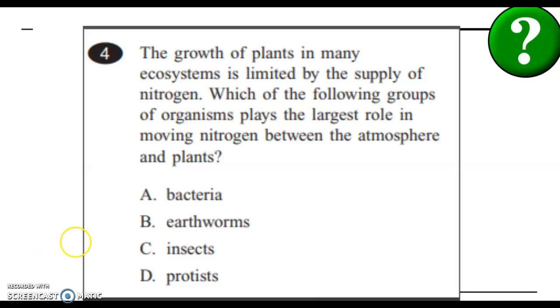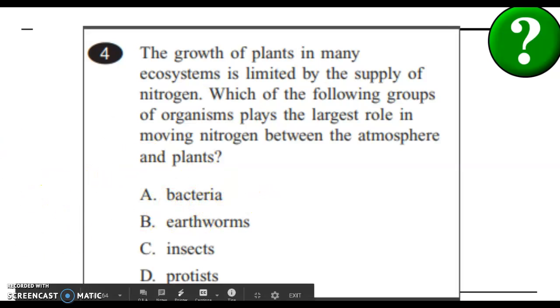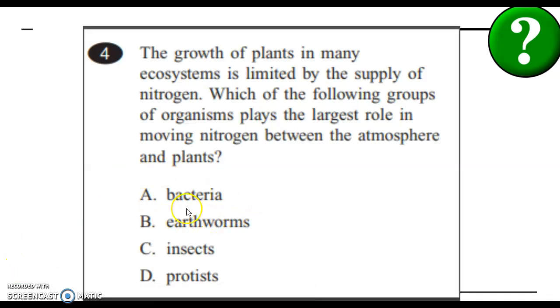The answer is A. Bacteria. Those bacteria are so important in taking nitrogen from the air and converting it into a form of nitrogen that plants can absorb. Without those nitrogen fixing bacteria, we would not be able to get any nitrogen and we would not be able to make any DNA or protein. So, whenever you see a test question about nitrogen or about nitrogen fixing bacteria, think nitrogen cycle.